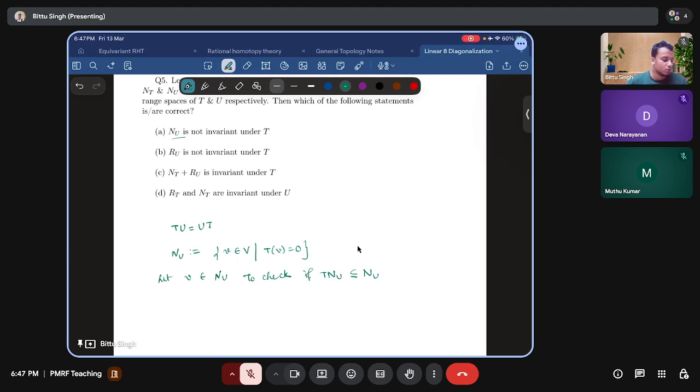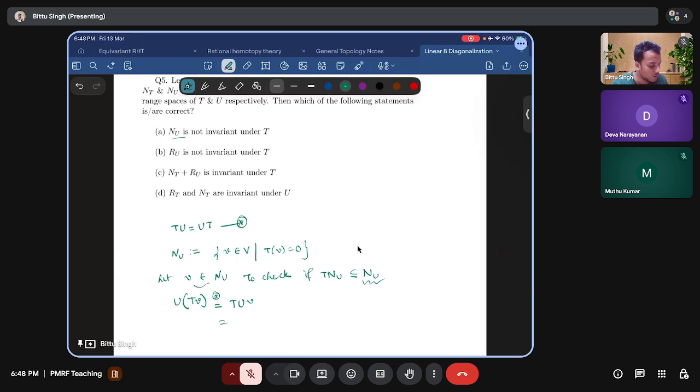So V belongs to NU. We are trying to see whether T of V belongs to NU or not. So how can we see? We just apply U on TV. By definition, this is the same as TUV, by star. Star will give me this equality.